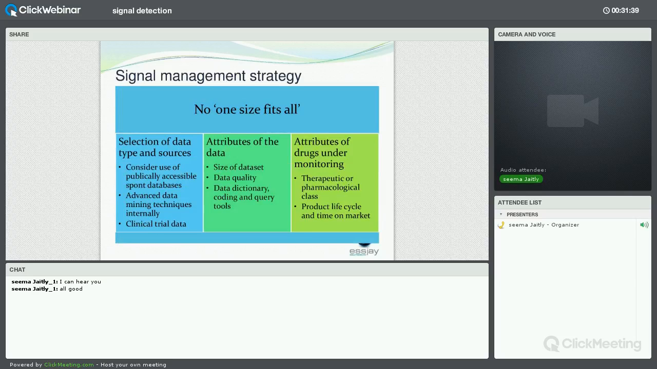So looking at the strategy overall, if you're looking at putting a strategy into the organization, you need to understand that no one size fits all. It depends on the type of products that you have, the data that's available, but you do need to consider all of those elements that we've talked about previously. And it may well be that statistical analyses and data mining is not appropriate, which is fine, but there needs to be that justified decision as to why that's the case.